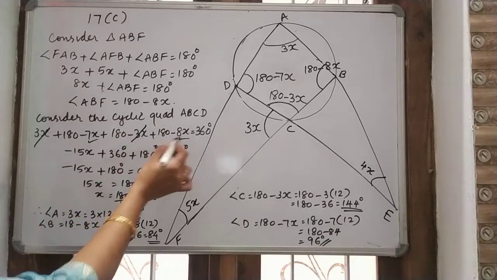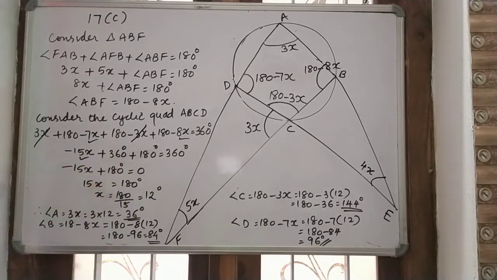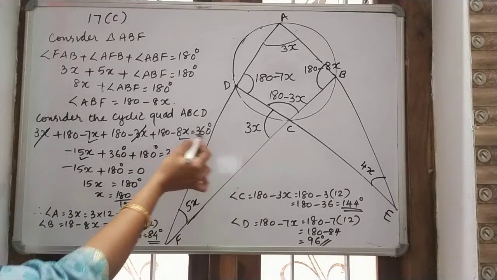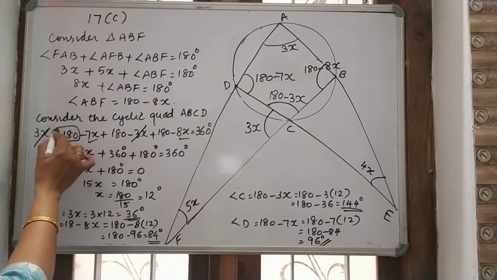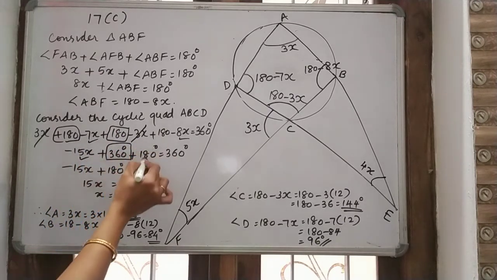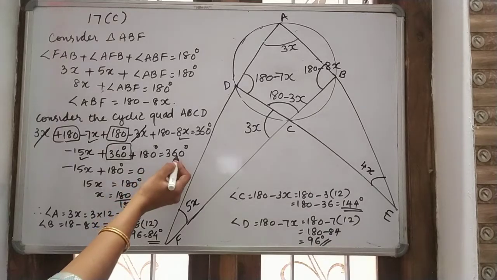Minus 7x minus 8x will be minus 15x. For our convenience we are writing 360 here. So add these two only. 180 plus 180 is 360. Then plus 180 as 180 itself is equal to 360.